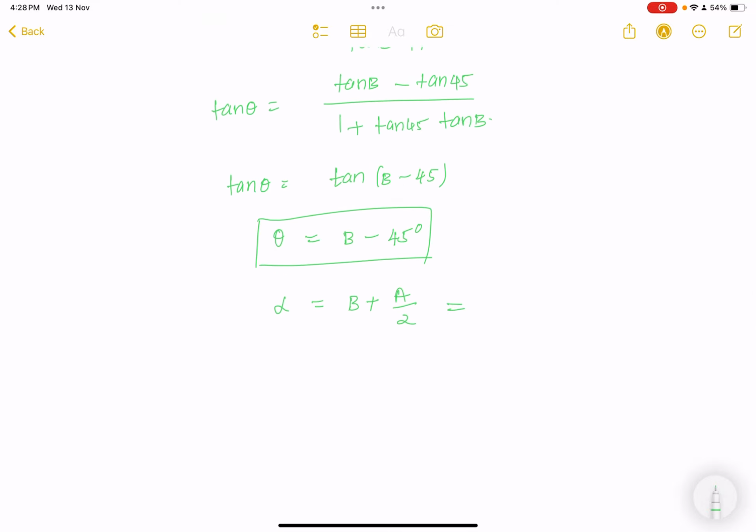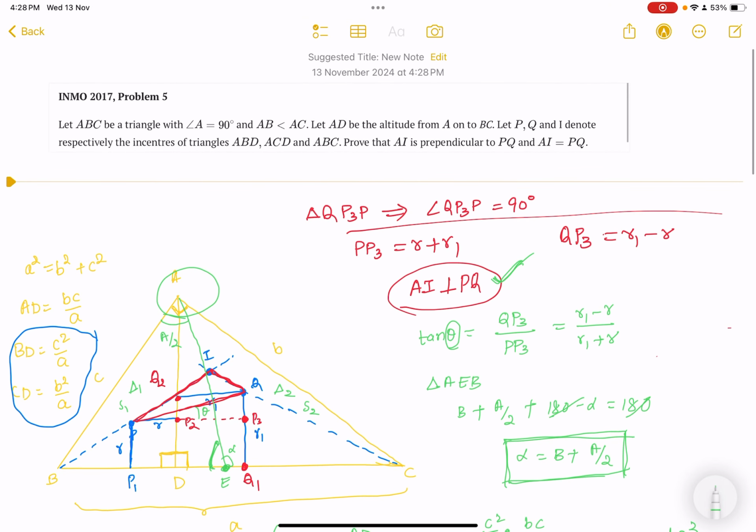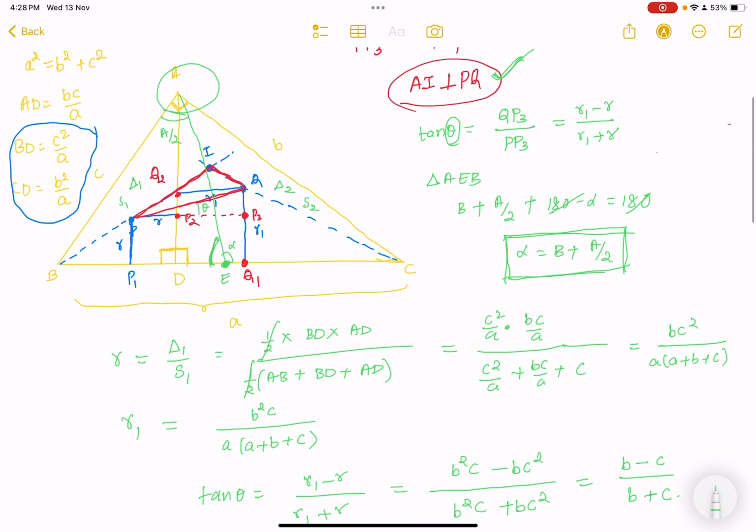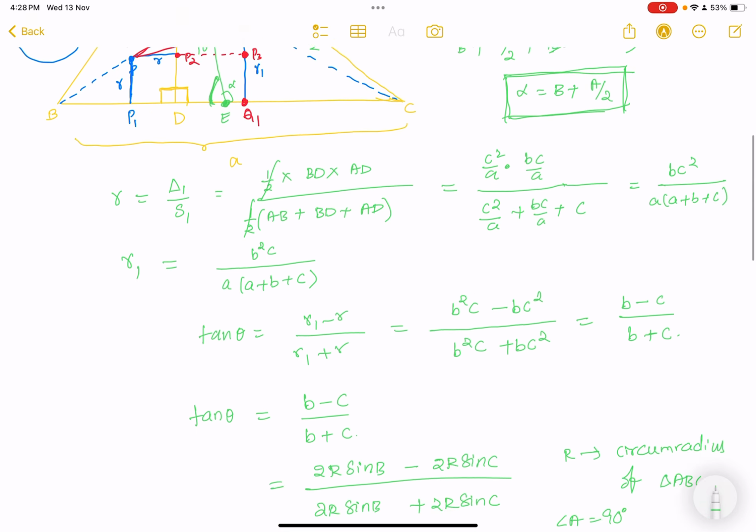And what is A? Angle A is 90 degrees. So this will be B plus 45. So alpha minus theta will be B plus 45 minus (B minus 45). So that is 90 degrees. Therefore, AI is perpendicular to PQ. So this is the first part of the question, and we also have to prove AI equals PQ.